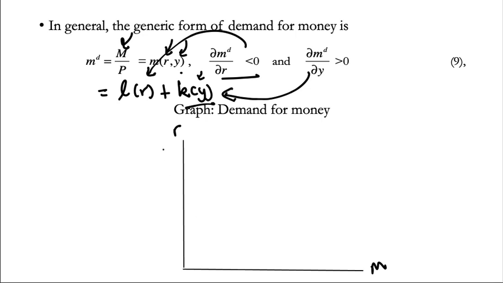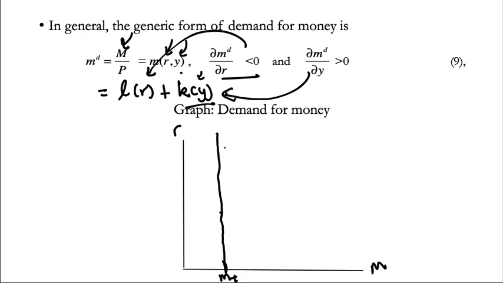That means regardless of the level of interest rate, the quantity of transaction demand for money is always the same, isn't it? Okay, so let's say it's here. I call it MT. So regardless of the level of interest rate, transaction money demand is always vertical like this. Alright? So this is transaction money demand.